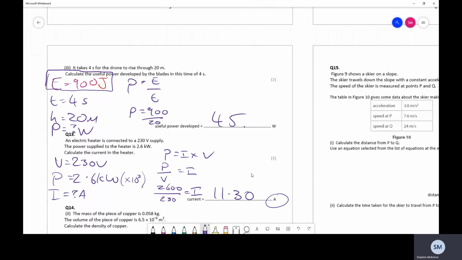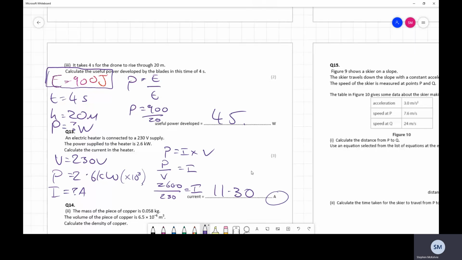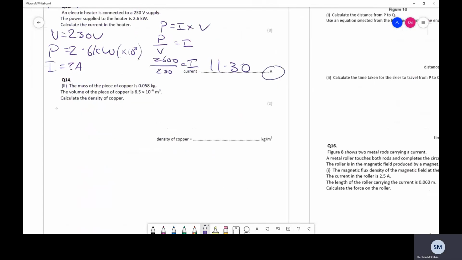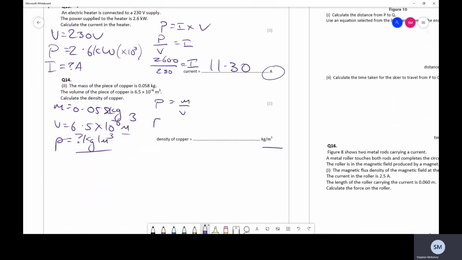Next question. The mass of the piece of copper is 0.058 kilograms. The volume of the piece of copper is 6.5 times 10 to the minus 6 meters cubed. Calculate the density of the piece of copper. Density equals I do not know how many kilograms per meter cubed. Checking that, kilograms is what we have, meters cubed is what we have, so all I have to do is density equals mass divided by volume.